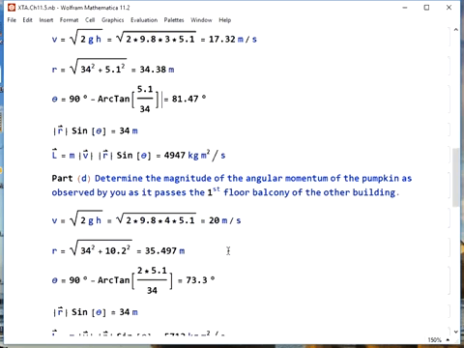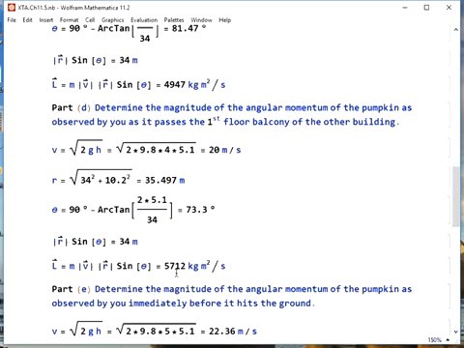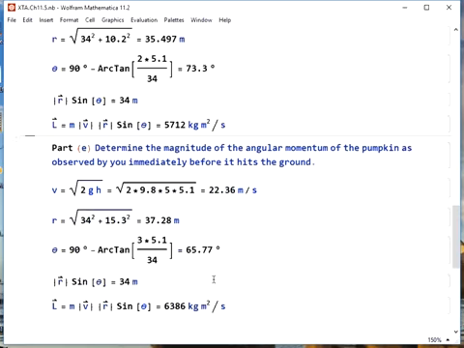Part D, we go to the first floor. Now our drop is 4 floors. v is increased to 20 meters per second. r increases, but theta decreases in such a way that r sine theta is constant. We get 5712 kilogram meters squared per second.